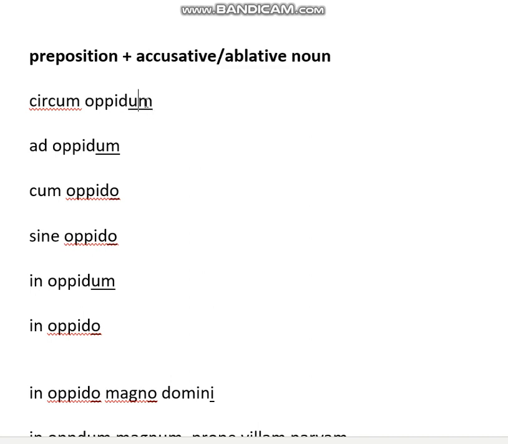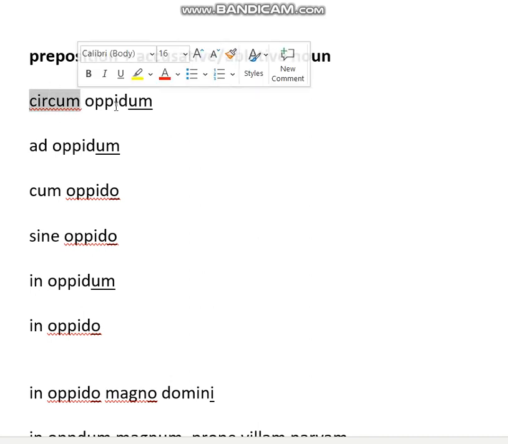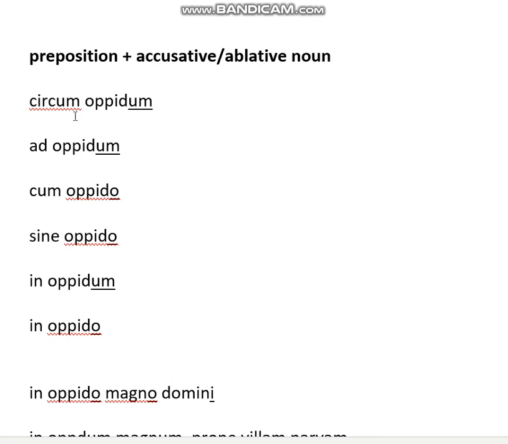The reason it's accusative is not because it's the direct object. I know the accusative usually means the direct object, or in other words, the thing that the verb is acting on, but that is not the case when the accusative word is next to a preposition. The only reason it's accusative rather than anything else is simply because it is the thing that you're around in this case. So circum means around, so around the city. You couldn't say circum oppido because that wouldn't make any sense.